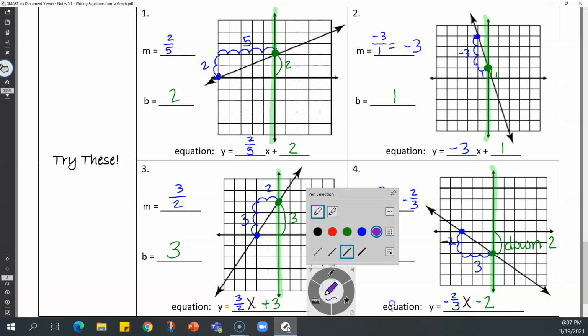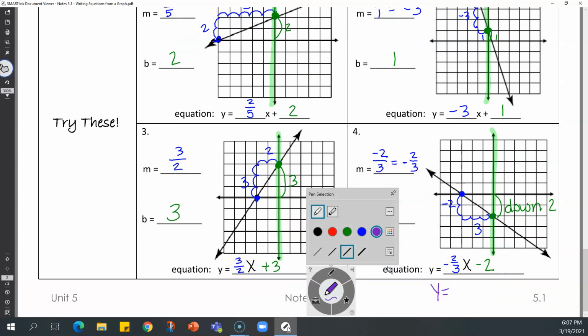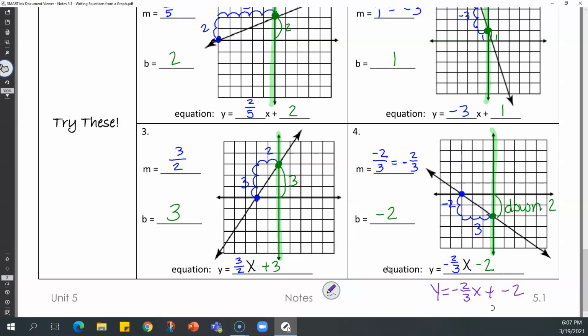Again, if you write this as y equals negative 2/3 x plus negative 2, mathematically that's correct as well, but again, we want to make it as simple as possible. So we don't need plus and negative 2, we can just do minus.